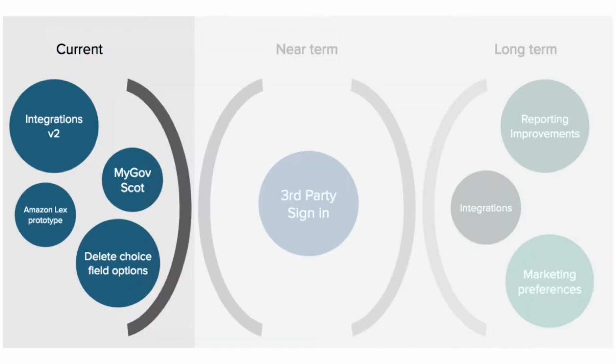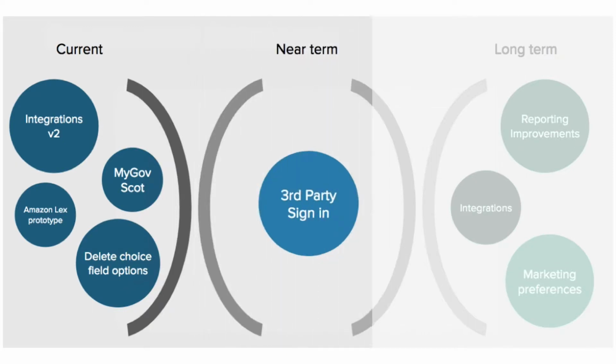So looking now at the roadmap. We talked a bit about the integrations in MyGov Scott. We'll come on to Amazon Lex, which Mike's going to talk about. Many of you have been asking for the ability to delete a choice field option, which we're working on at the moment and hope to release soon.